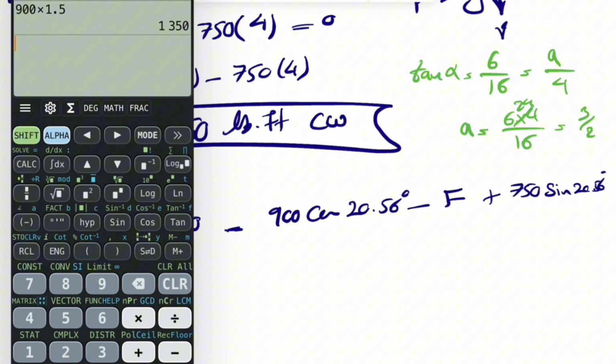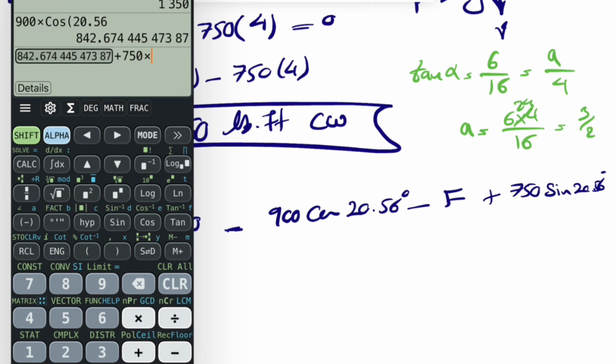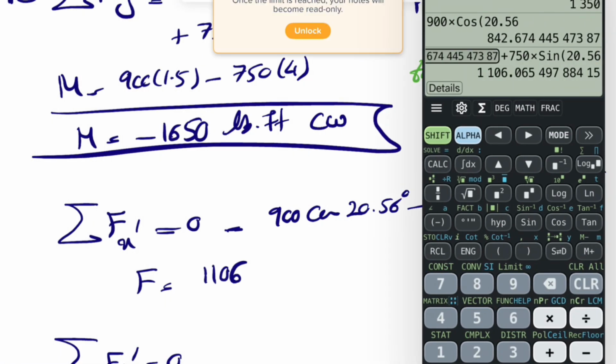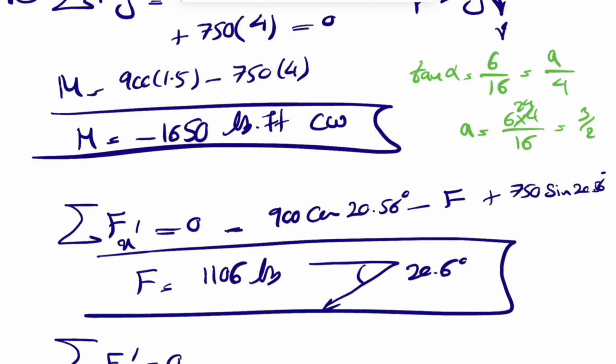Let's calculate this: 900 cosine of 20.56 plus 750 times sine of 20.56. So our F would be 1106 pounds. And the angle that we have is the angle alpha, which was 20.6 degrees. That's our F.